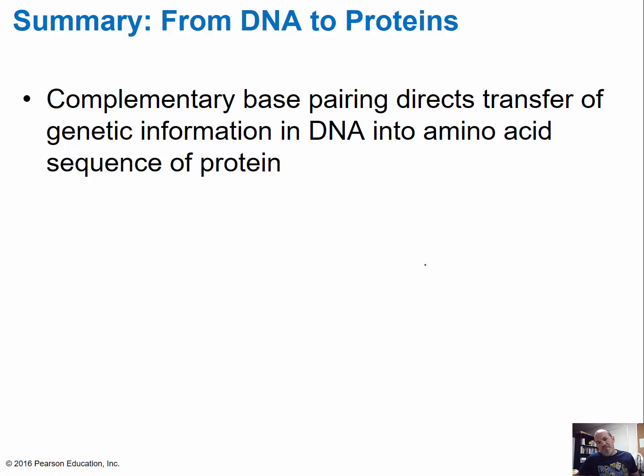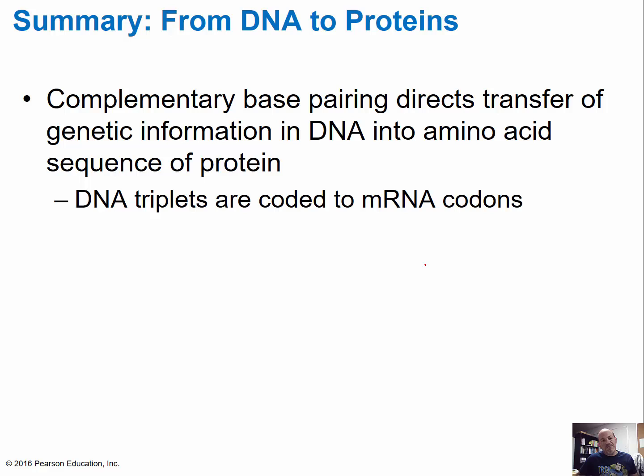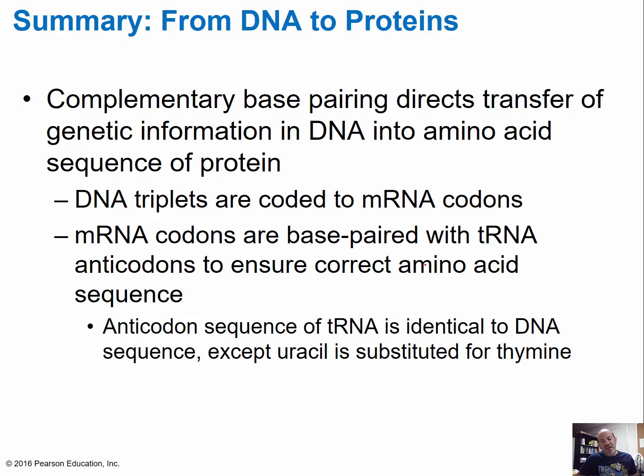So, in summary, from DNA to protein, complementary base pairing directs transfer of genetic information in DNA into amino acid sequence in the protein. The DNA triplets are coded to mRNA codons, so from DNA triplet to mRNA codon. The mRNA codons are base paired with tRNA anticodons to ensure correct amino acid sequence. So the codon is directing what amino acids will come in, because the codon matches the anticodon on a tRNA carrying a specific amino acid.